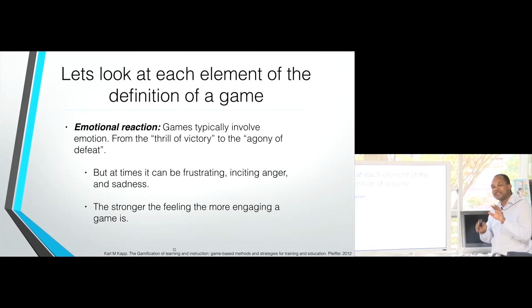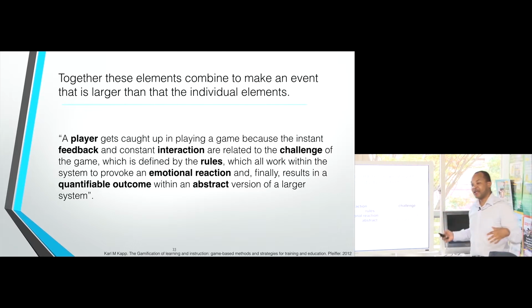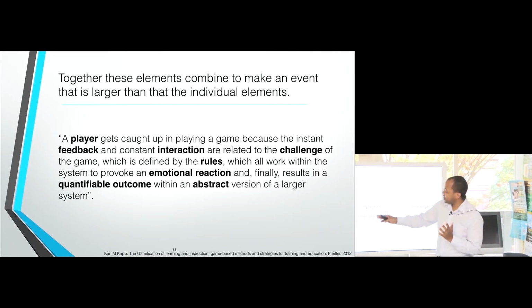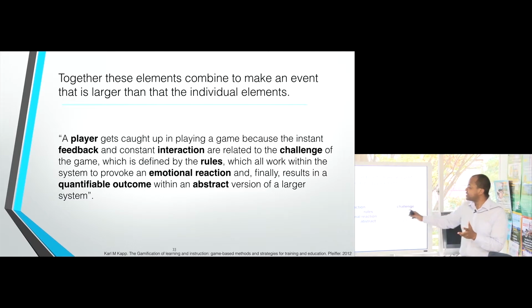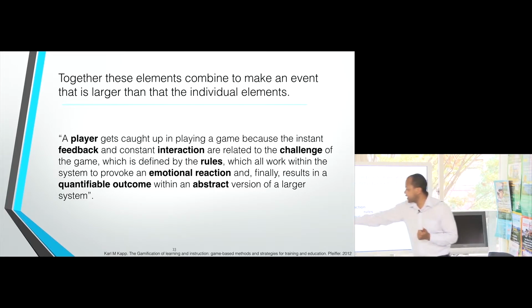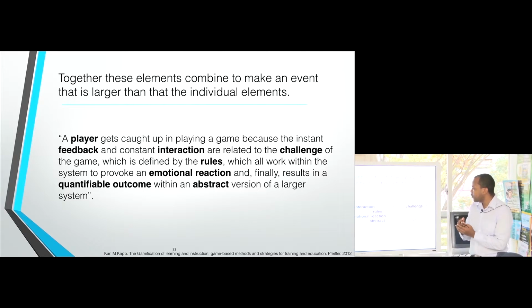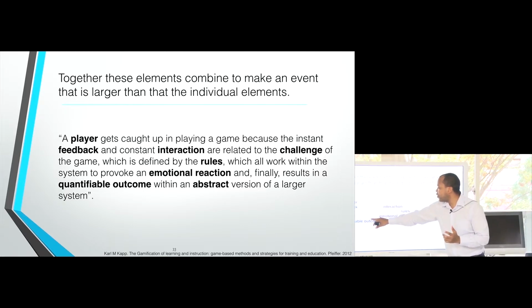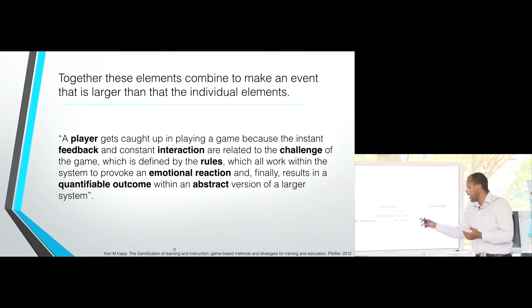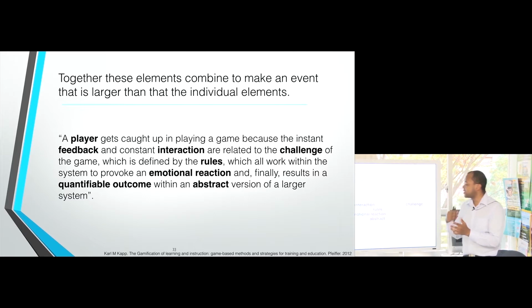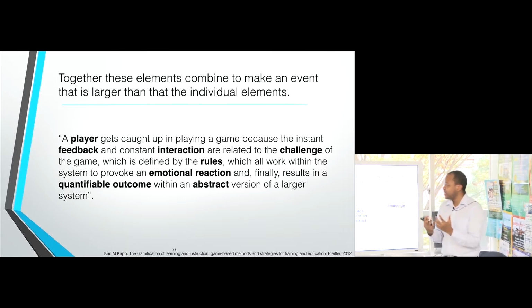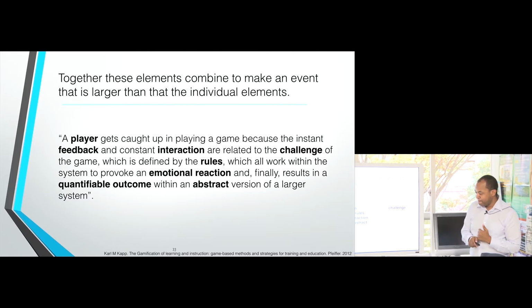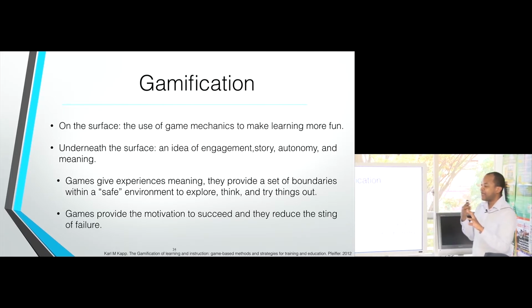Right. So we've defined all these terms one by one, and all together, these terms come together in this way. A player gets caught up in playing a game because the instant feedback and constant interaction are related to the challenge of the game, which is defined by rules, which all work within the system to provoke an emotional reaction, and finally results in a quantifiable outcome within an abstract version of a larger system. So this is how all these terms come together to produce a gaming experience. But then, what about gamification? Because now we've been defining a game in general.